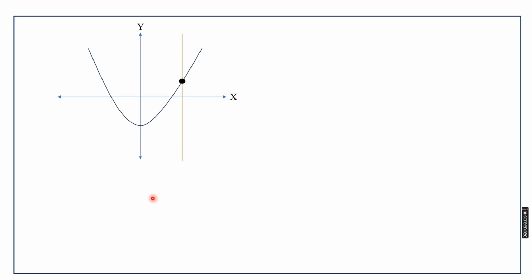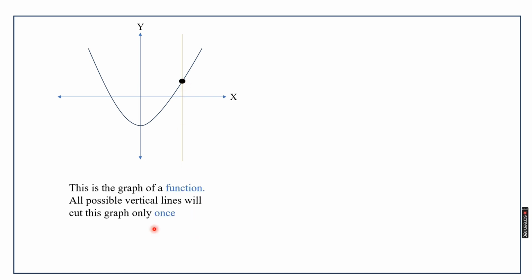We can draw at any point. It doesn't matter where we draw the vertical lines. We can draw from this point, we can draw from this. It doesn't matter. So this is the intersection point. The vertical line that we draw crosses the graph once, so this is a function. All possible vertical lines will cut this graph only once.